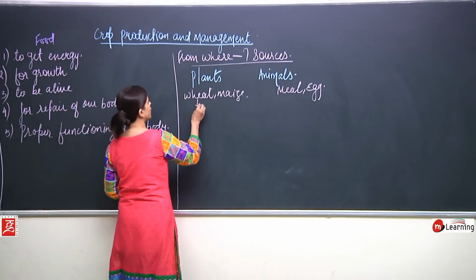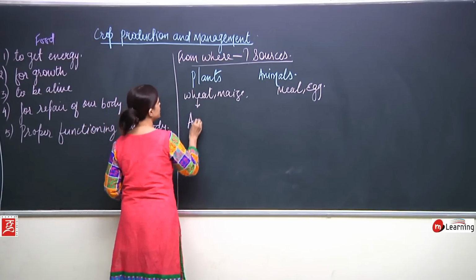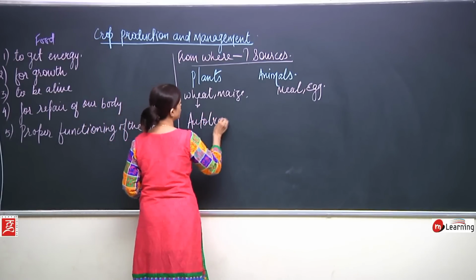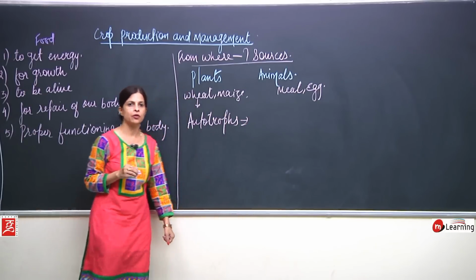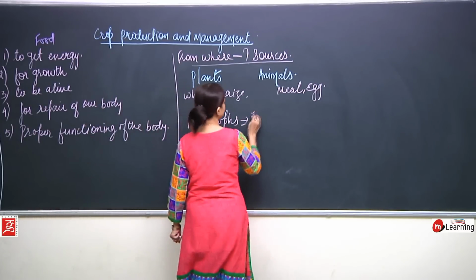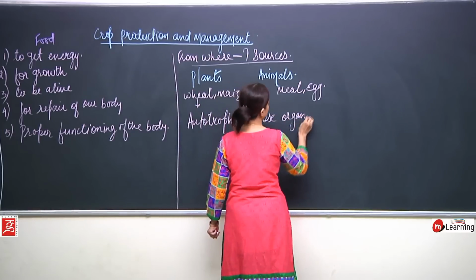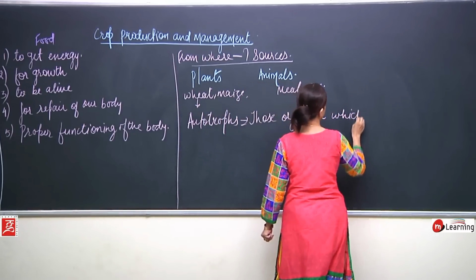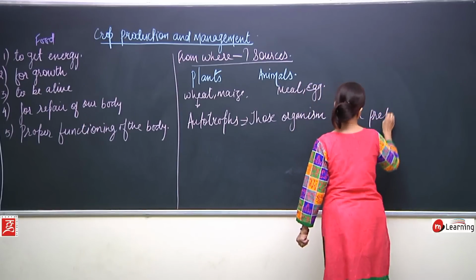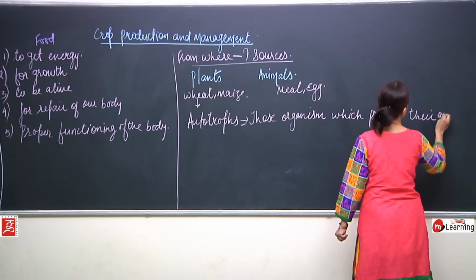Plants are the ones which prepare their own food, and so these are known as autotrophs. Now, what is the meaning of autotrophs? Those organisms which prepare their own food.